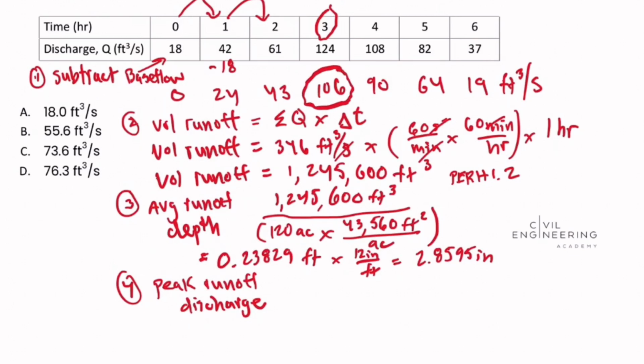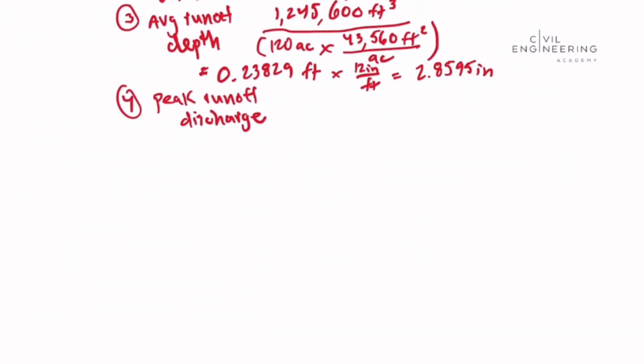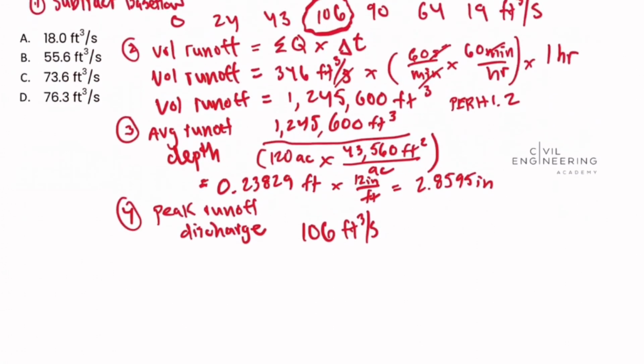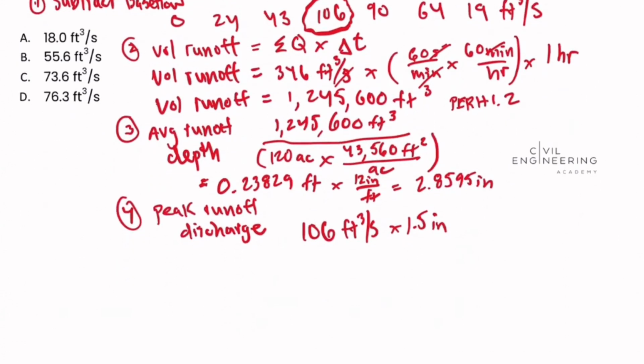second discharge. So we're going to take that value and we're going to plug it in down here in step 4, and we're going to take 106 cubic feet per second, and we are going to multiply that by 1.5 inches. And we get the 1.5 inches from the problem statement because we're told that the storm produced 1.5 inches of runoff. So that's very important because that plays into this step 4.